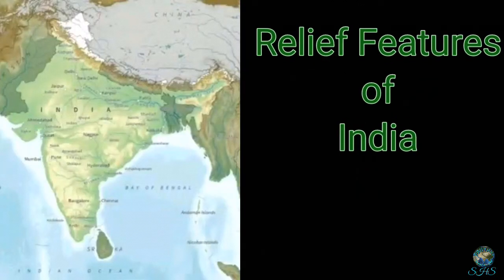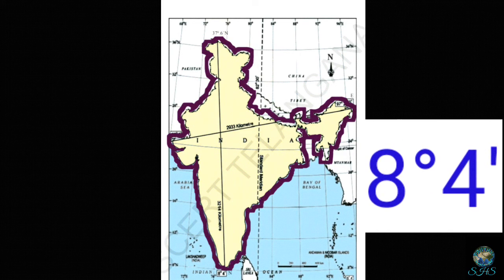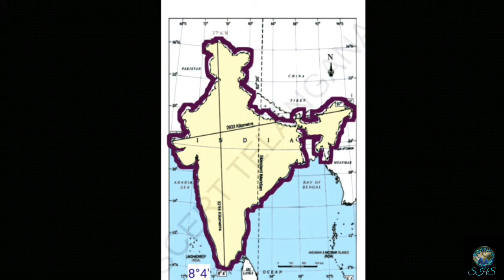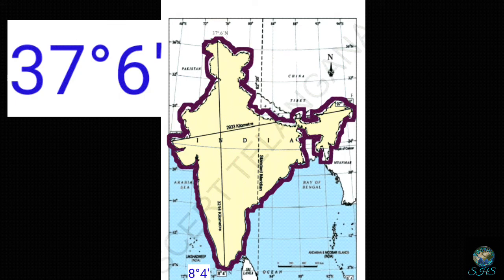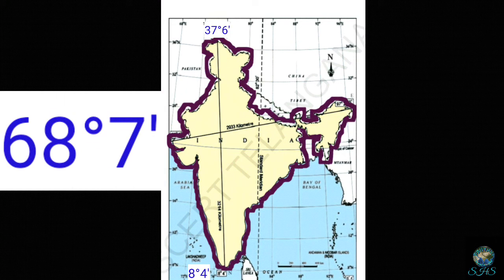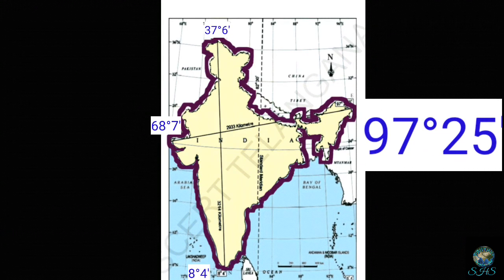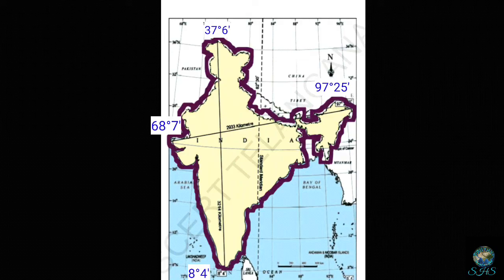Namaste. In this video, we are going to learn relief features of India. Let's recall previous part. What is the southernmost latitude of Indian mainland? 8 degrees 4 minutes north latitude. Northernmost latitude? 37 degrees 6 minutes north latitude. Westernmost longitude? 68 degrees 7 minutes east longitude. Easternmost longitude? 97 degrees 25 minutes east longitude.